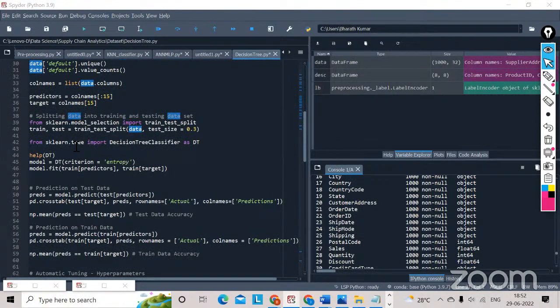And then I train the data as well as test. I keep doing that, and you'll also have to predict the train data as well.